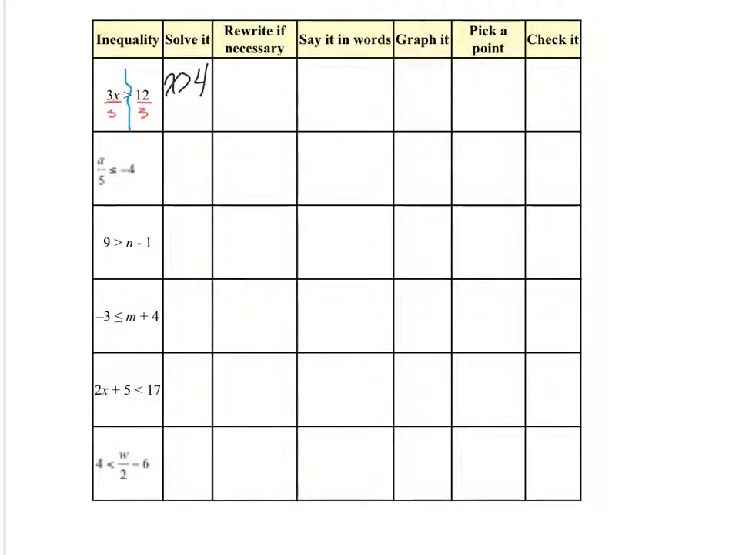We did not divide by a negative. Rewrite if necessary. We don't have to. We had x first. Say it in words. X is greater than 4. Graph it. There's 4. Open circle. Goes this way. Okay, they should give you a bigger box for that. Pick a point. Any number bigger than 4. Random point. I picked 12.